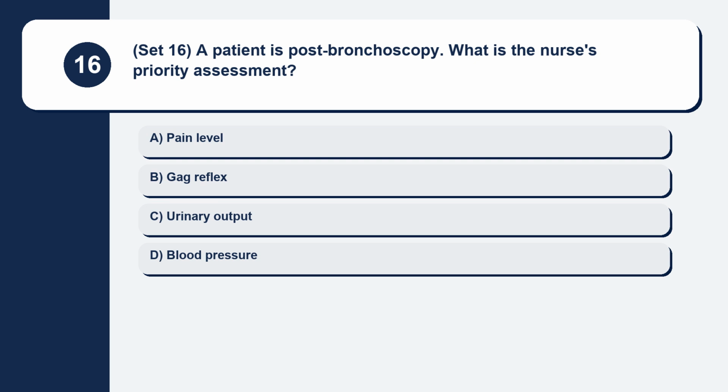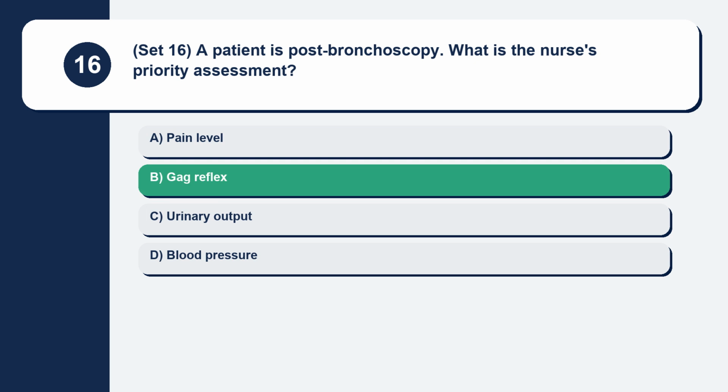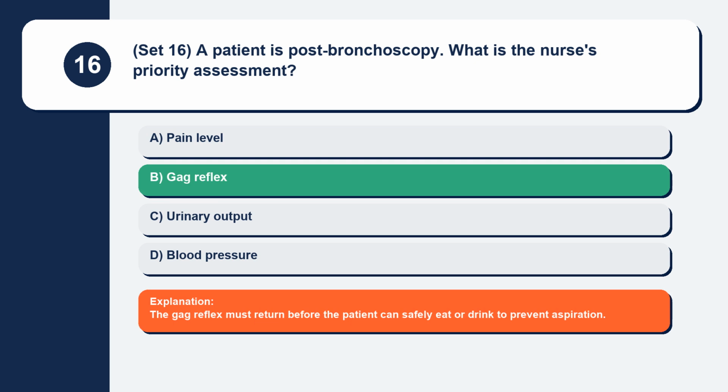Question 16. Set 16. A patient is post-bronchoscopy. What is the nurse's priority assessment? Pain level, gag reflex, urinary output, blood pressure. The gag reflex must return before the patient can safely eat or drink to prevent aspiration.